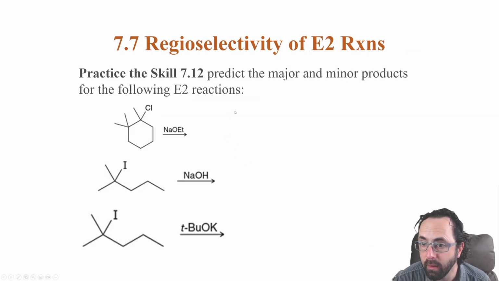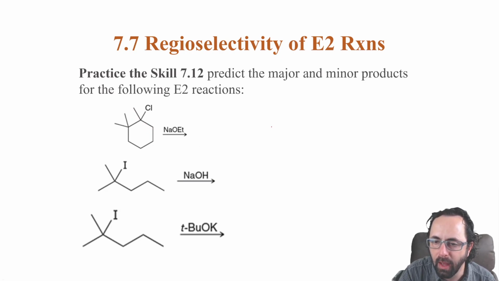So if we're considering which will be the major and minor products in these E2 reactions, if we use a less sterically hindered base, we're going to have the more substituted product. Now, note that we cannot get a double bond right here on the left because there is no hydrogen to abstract here. There's 4 carbons.